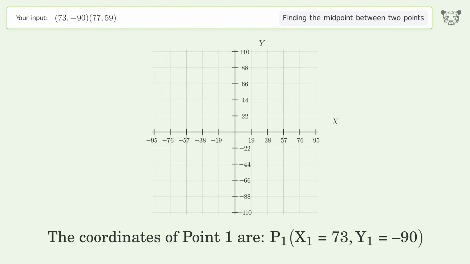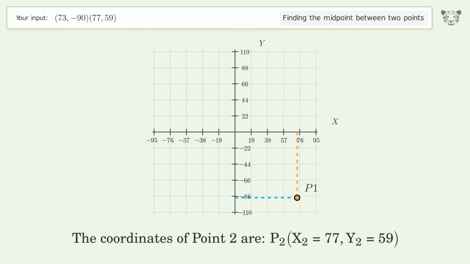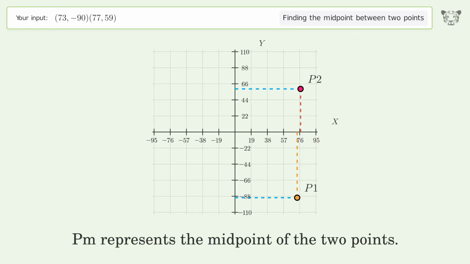The coordinates of point 1 are x1 equals 73, y1 equals negative 90. The coordinates of point 2 are x2 equals 77, y2 equals 59. PM represents the midpoint of the 2 points.